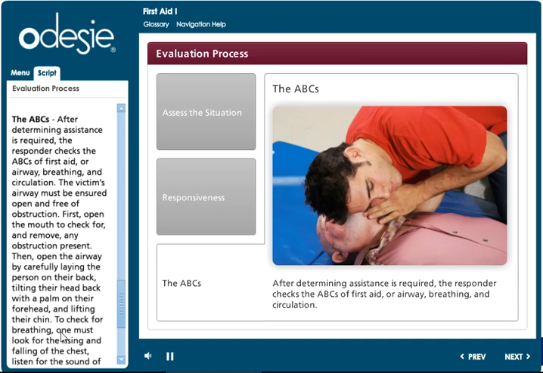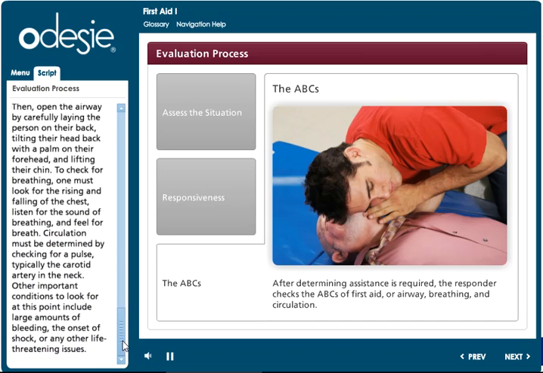To check for breathing, one must look for the rising and falling of the chest, listen for the sound of breathing, and feel for breath. Circulation must be determined by checking for a pulse, typically the carotid artery in the neck. Other important conditions to look for at this point include large amounts of bleeding, the onset of shock, or any other life-threatening issues.